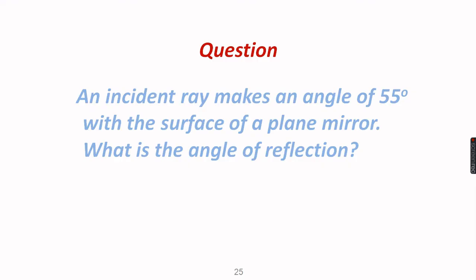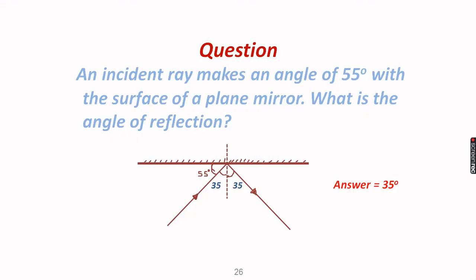Now we have learnt about the plane mirror and we can answer these questions now. An incident ray makes an angle of 55 degree with the surface of a plane mirror. What is the angle of reflection? So you can think for some time by pausing the video and then you can check the answer. So answer is 35 degree. I'm sure you have got it right.